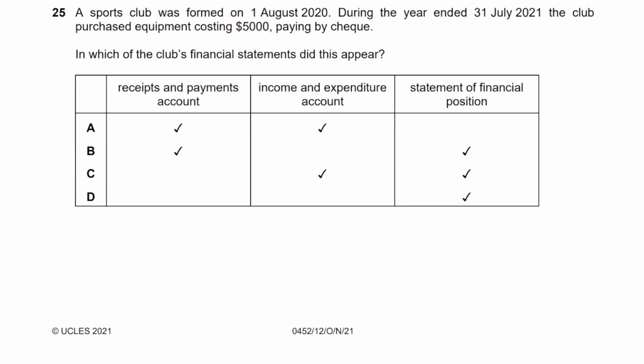Number 25. A sports club was formed on 1st August 2020. During the year ended 31st July, the club purchased equipment costing 5,000, paying by check. In which of the club's financial statements did this appear? It's also a repeated question from the previous variant. It will definitely appear in the receipts and payments because we made a payment of 5,000 through the check, and it's a purchase of a non-current asset specifically. So the statement of financial position will be involved. If they were talking about, let's say, depreciation on that, it would involve income and expenditure as well. But right now it's not relevant.